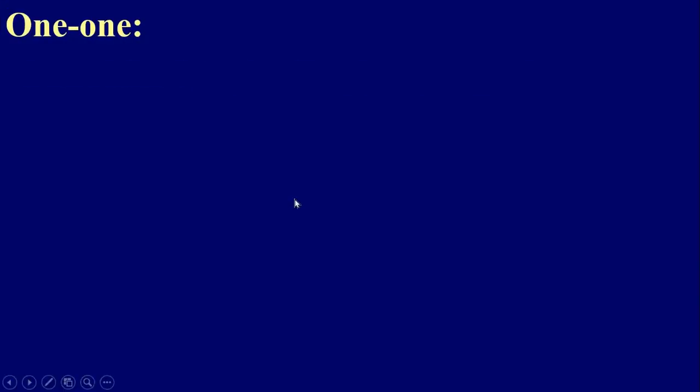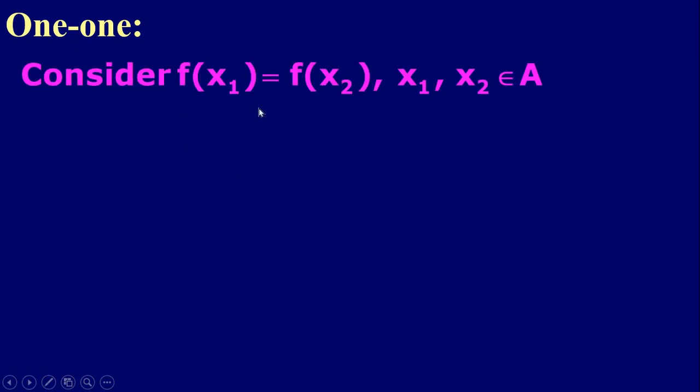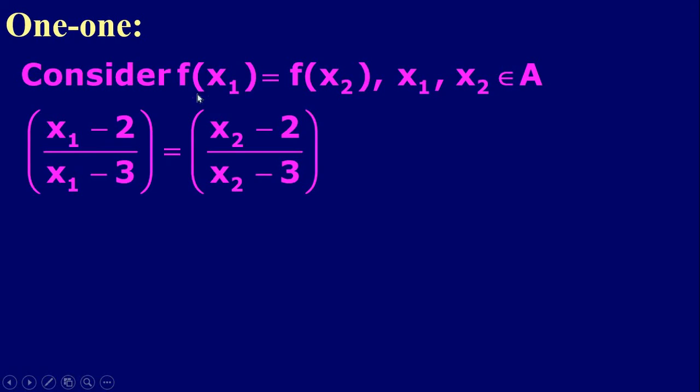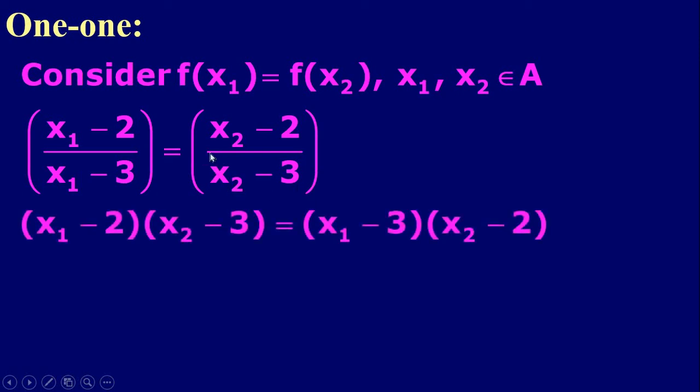Now first we verify whether it is a 1-1 function. So here we consider f of x1 equal to f of x2, where x1, x2 belong to A. And here f of x is (x minus 2) divided by (x minus 3). Therefore f of x1 is (x1 minus 2) divided by (x1 minus 3), and f of x2 is (x2 minus 2) divided by (x2 minus 3). We cross multiply this and we simplify. We get (x1 minus 2) into (x2 minus 3) equal to (x2 minus 2) into (x1 minus 3).